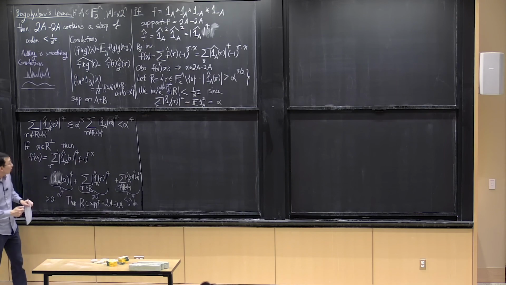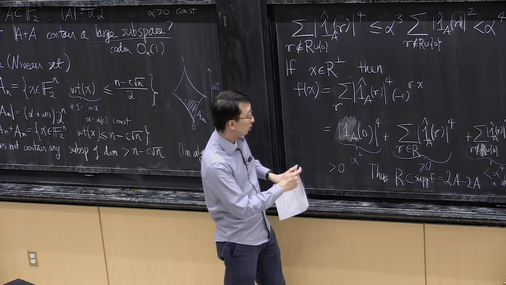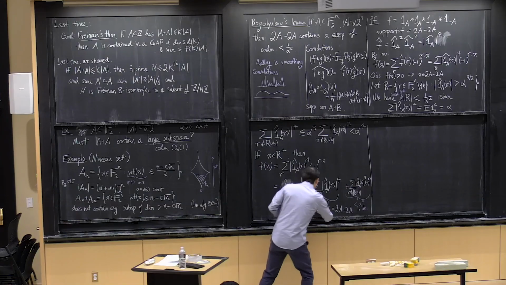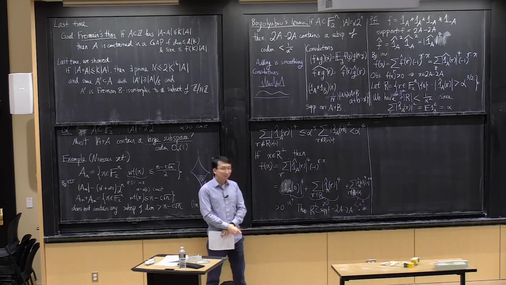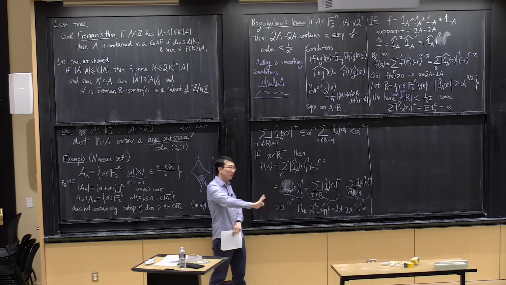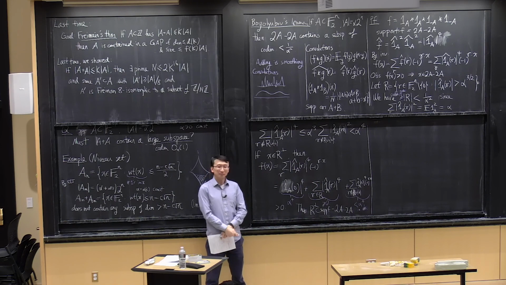Sorry, come again? We got that the orthogonal complement of R is in the support. Yeah, so R lives in the character space.